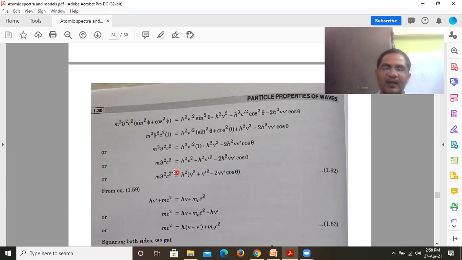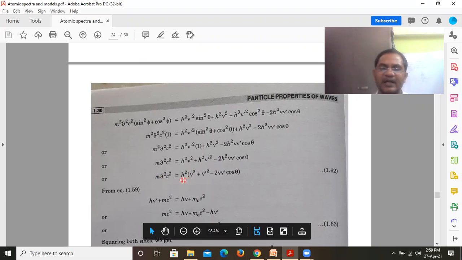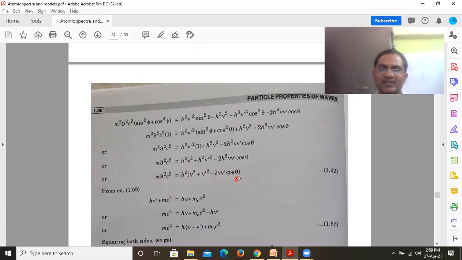Now, m square v square c square is equal to m square v square. Here also there is a typing mistake. m square v square c square equals h square nu square plus h square nu dash square minus 2 h square nu nu dash cos theta. Here also, m square v square c square is equal to, in these three terms h square is taken common, h square in bracket nu square plus nu dash square minus 2 nu nu dash cos theta.